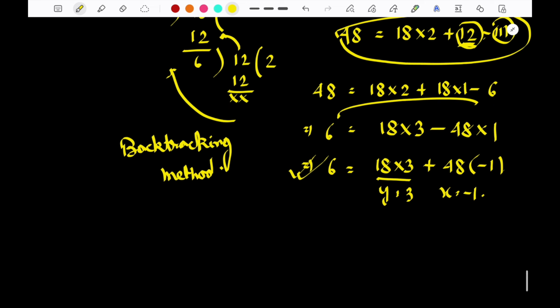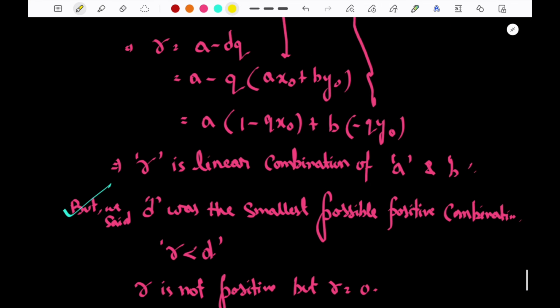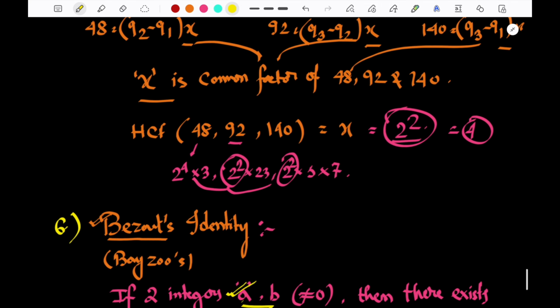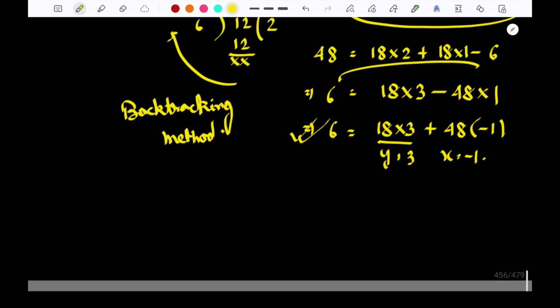Okay, done. Now next property. Which property is that? Property 6, I guess. No, 7th. So property number 7 for HCF. Property 7, so it is the distributive property. So what is the distributive property here?